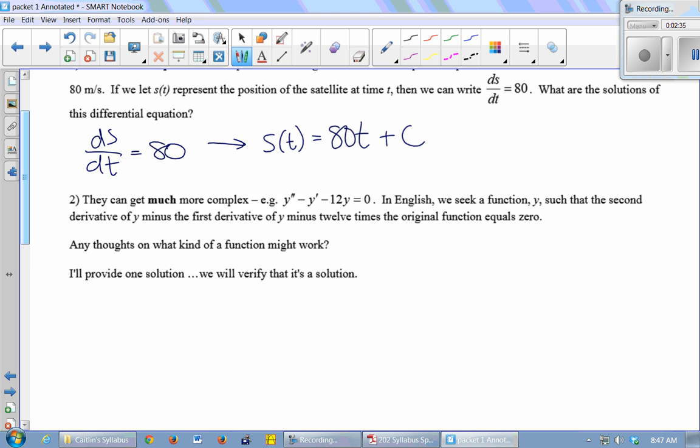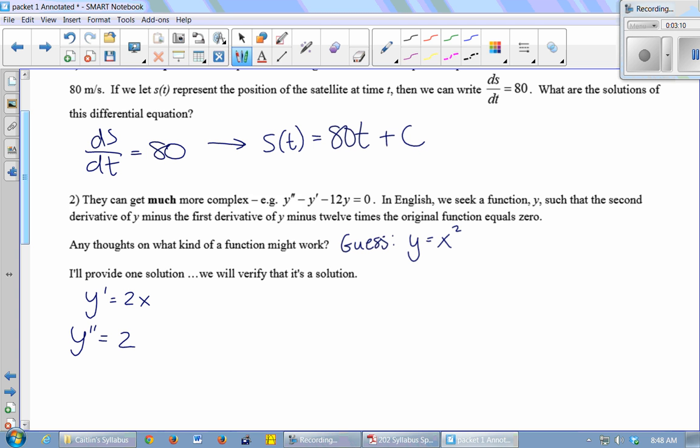But why do you think quadratics? Yeah, okay, I have to be able to take two derivatives. So a quadratic, when I take the second derivative, I'd get a constant, right? So let's just do, for example, a complete guess. y equals x squared. Let's check if that's a solution. So y prime would be 2x, and y double prime is 2.